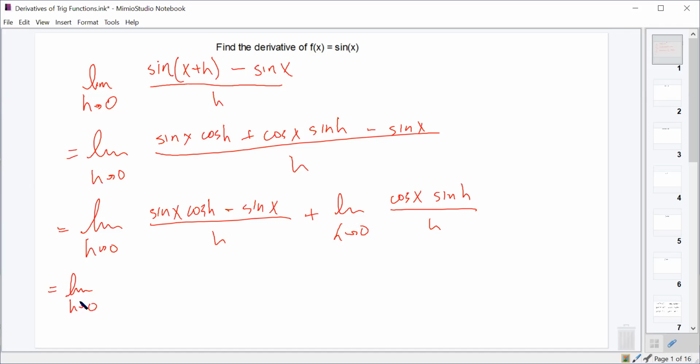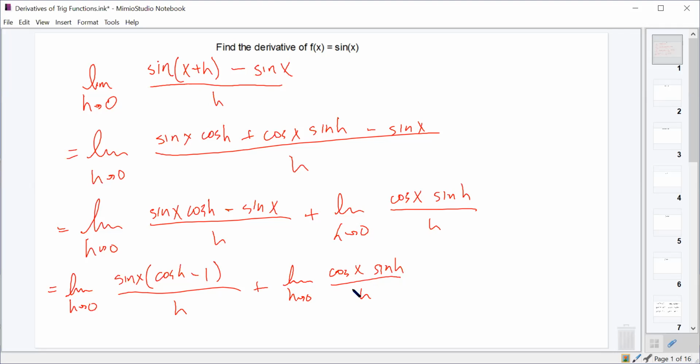You can factor out the sine of x in the one limit. So sine x times cosine h minus 1, over h. I take the sine x out of that, and then this one is plus, what should I do with that one? Anything or no? Leave it. Just leave it for now, okay? Then I need to split it up a little bit in a second, but we can leave it for now.